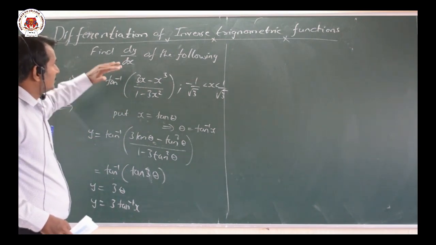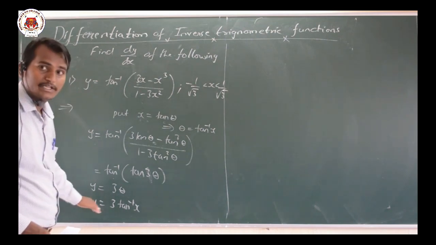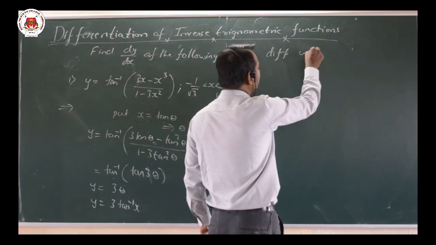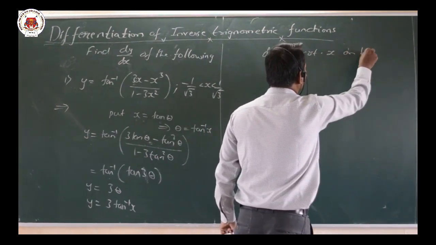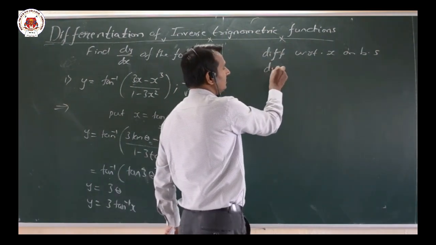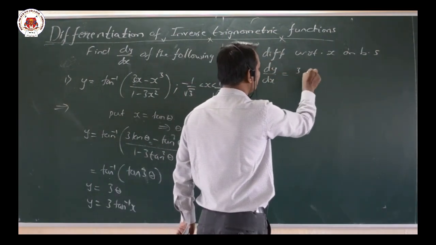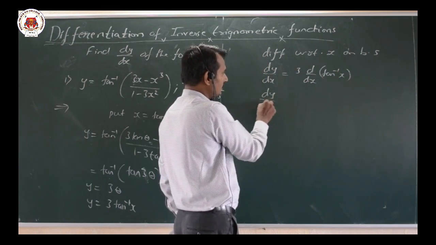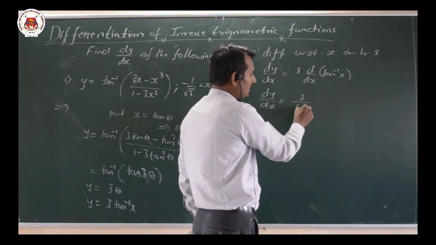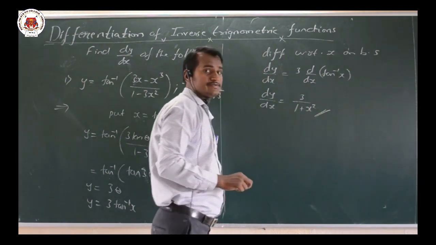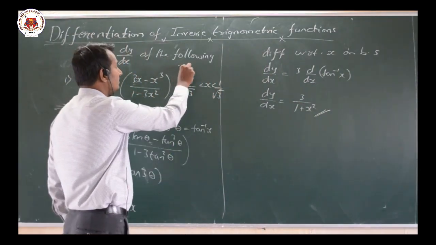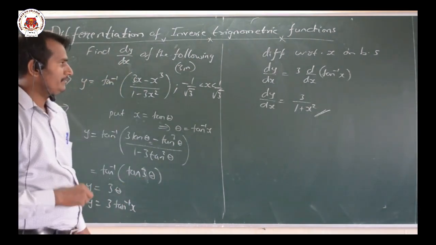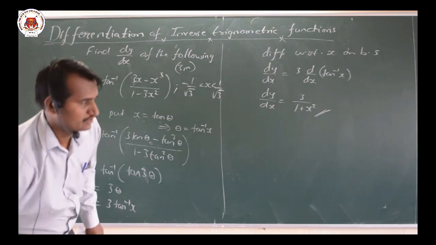But the main question is to find dy by dx. Therefore we have to find the derivative here. Differentiate with respect to x on both sides. So dy by dx equal to 3 into d by dx of tan inverse of x. What is the formula for the derivative of tan inverse of x? That is 1 divided by 1 plus x square. So dy by dx equals 3 into 1 divided by 1 plus x square. That is the required result. It is an important question for 3 marks. Dear students, it was a very simple problem. Now let us move on with the next problem.